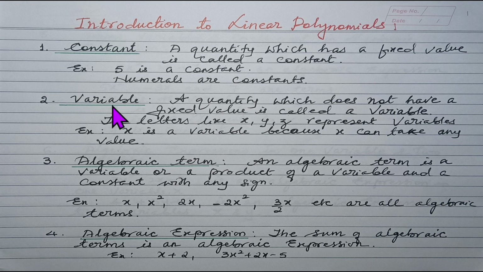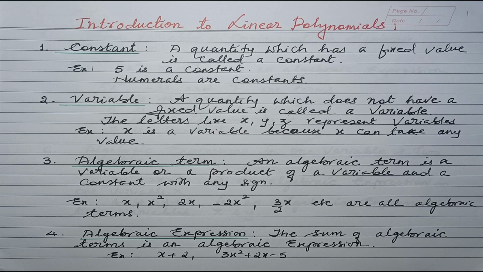Now variable, the second word, is variable. A quantity which does not have a fixed value is called a variable. The letters x, y, z, the small letters, represent variables. Rather, small letters in the English language are used to represent variables. Therefore, x is a variable because x can take any value. So literals are variables.